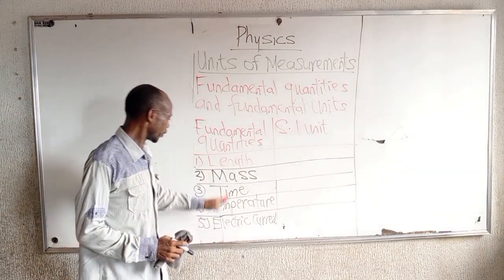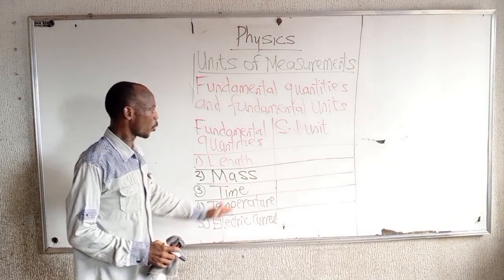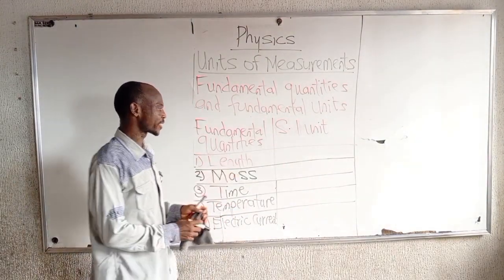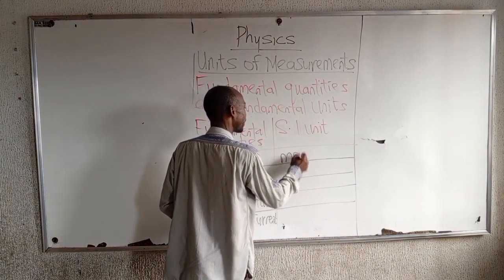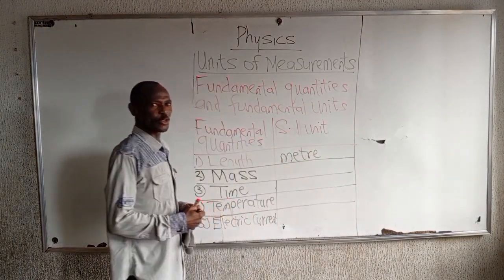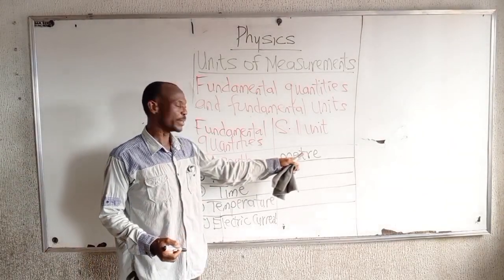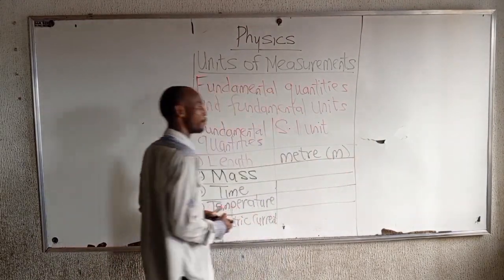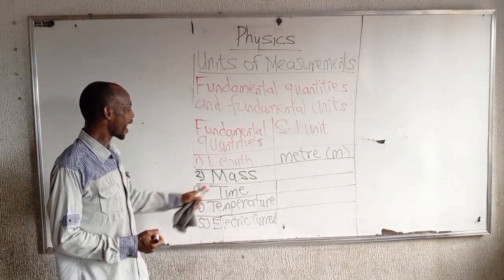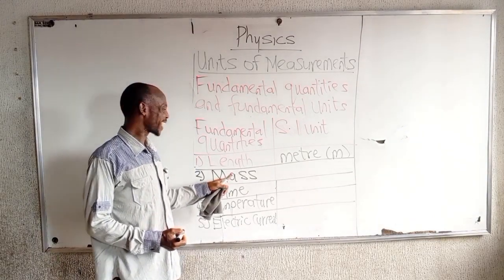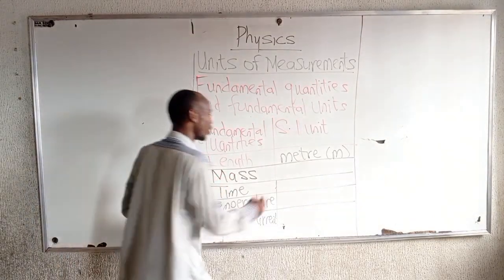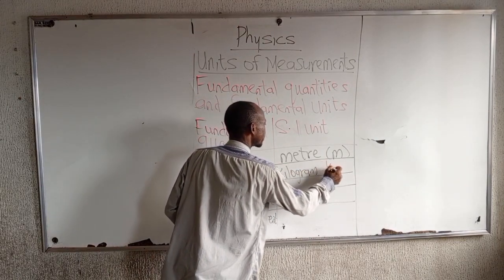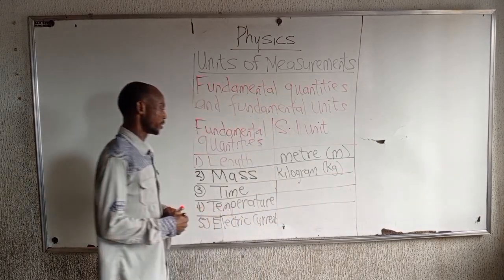Now let's look at each of these quantities first and see what their SI unit is. The SI unit of length is the meter. The symbol for meter is small letter m. Then we have mass. The SI unit of mass is kilogram. The symbol is kg.